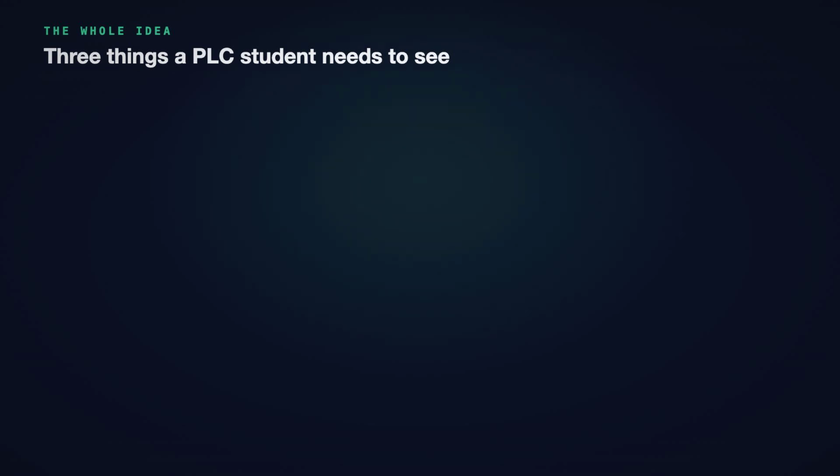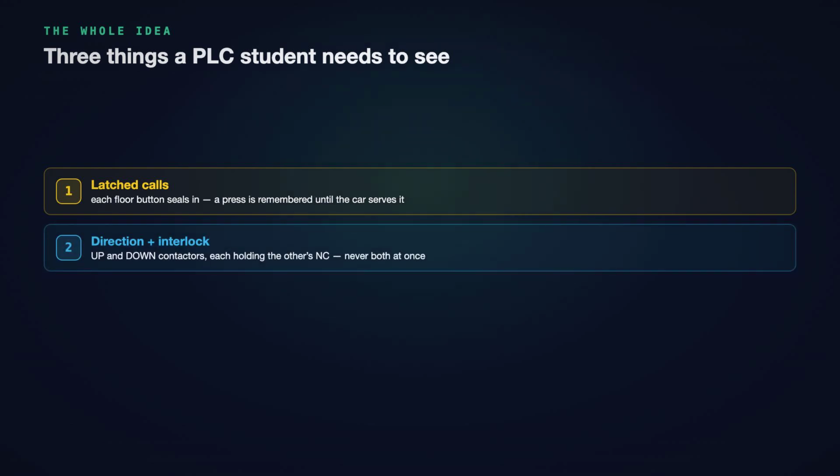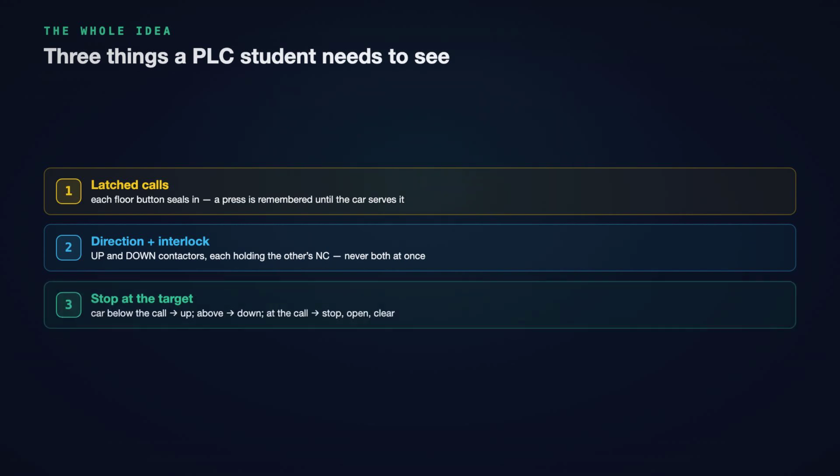First, latch calls. Every floor button seals itself in, so a quick tap is remembered until the car actually serves it. Second, direction with an interlock. There is an up contactor and a down contactor, and each one holds the other's normally closed contact, so they can never be energized at the same time. And third, stop at the target. The program compares where the car is to where it has been called and decides, go up, go down, or stop and open the door.